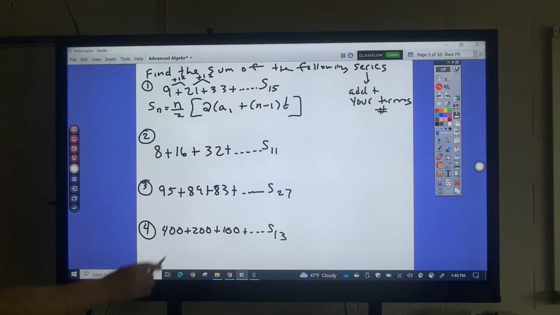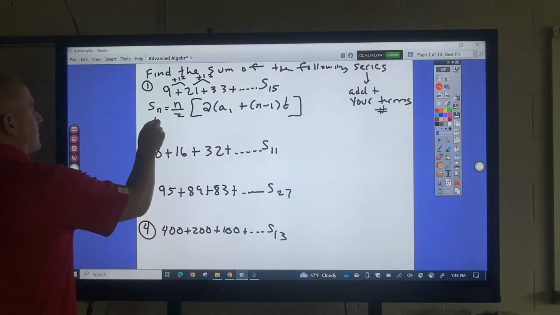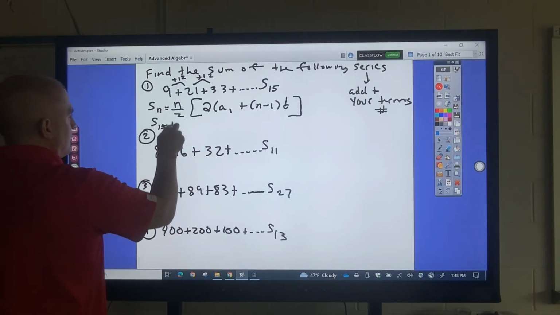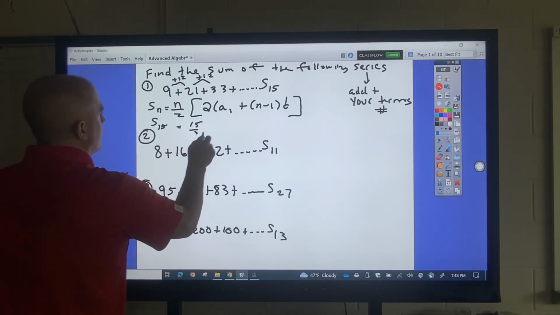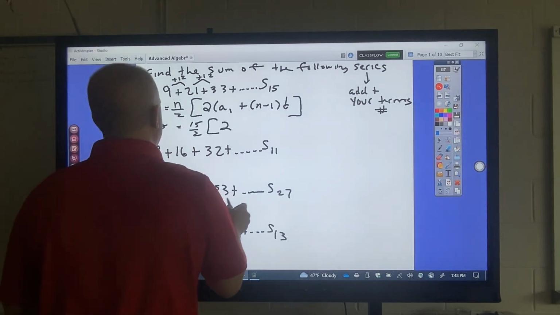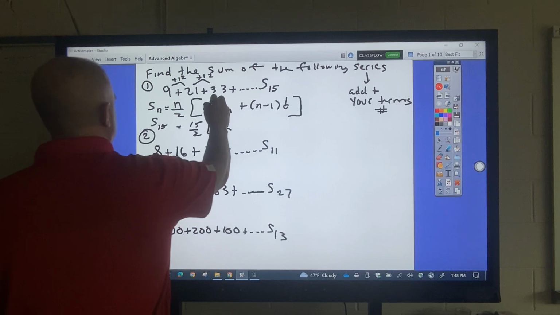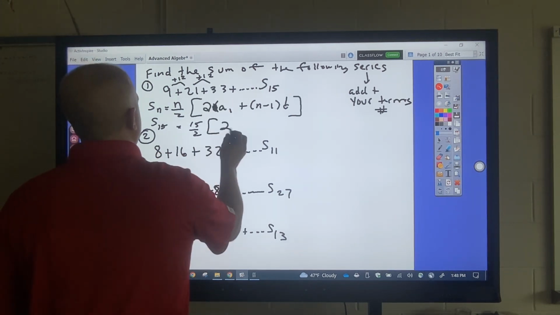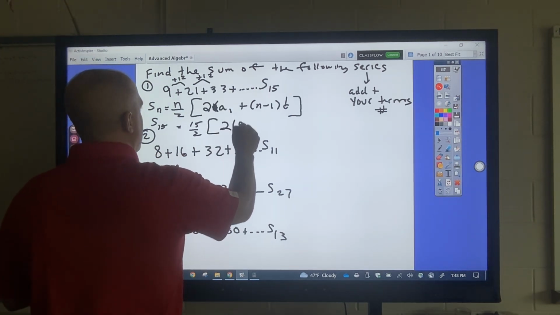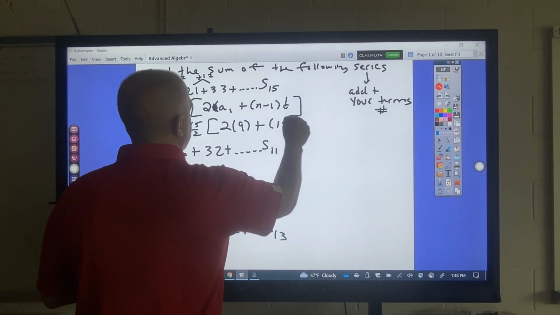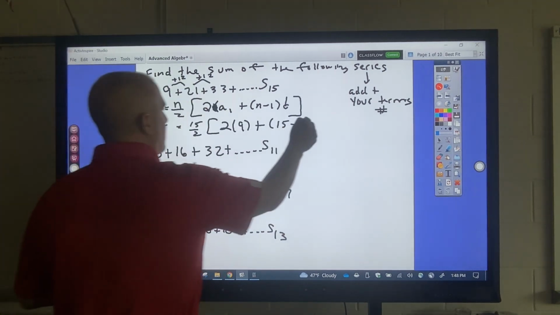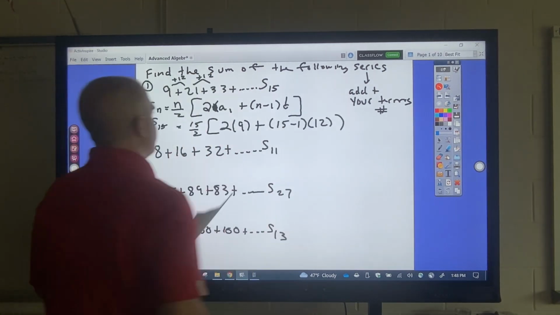When they say S15, they're finding the sum of the first 15 terms. So it's 15 over 2, times, sorry, this should be times A1, which is 9, plus 15 minus 1, just like before, that's a 12.